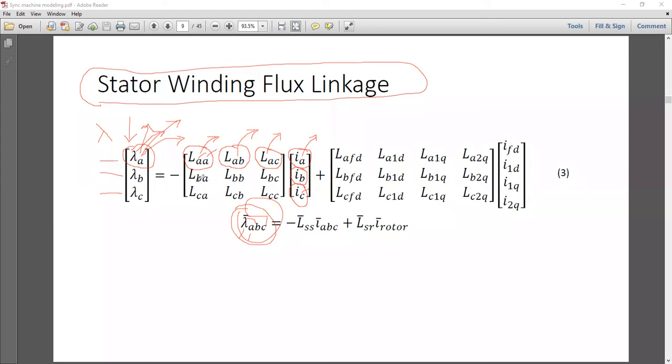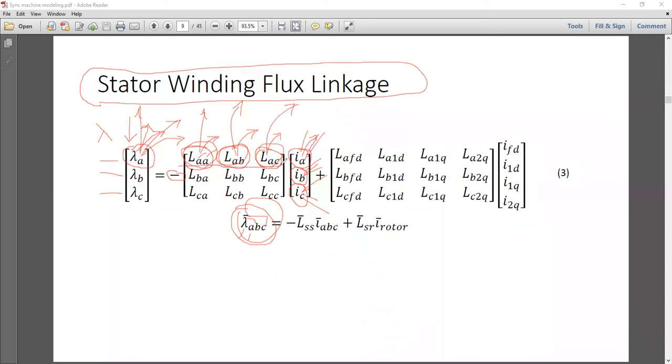Now, why is there a minus sign? There is a minus sign because IA, IB, and IC are actually coming out of the circuits. So that's why this minus sign will take care of that. Okay. So this is the part of the flux linkage that originates due to the stator current flow in IA, IB, and IC, and due to these three inductances: self-inductance, mutual inductance between phase A and B, mutual inductance between phase A and C.